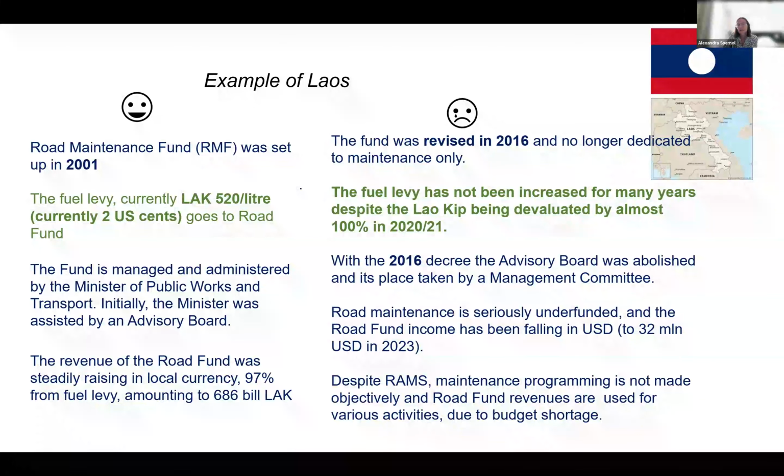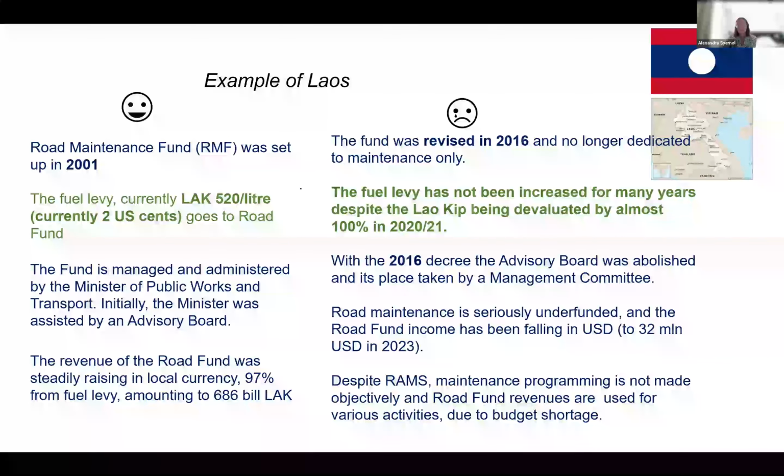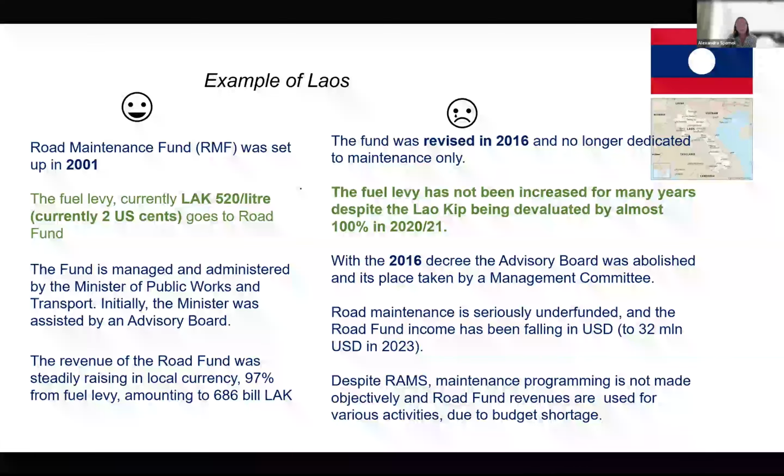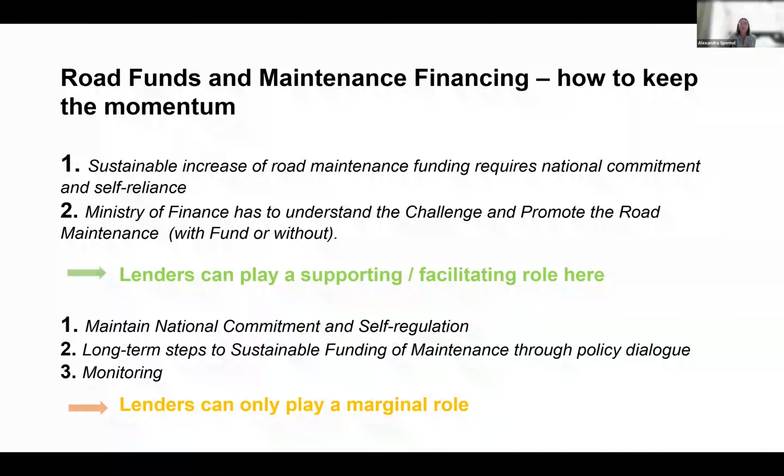As for many other countries, which Serge mentioned, 97% is from fuel levy currently. So the change to any other type of vehicles will directly affect, and it's already starting. Now this border of China has a lot of imported electric vehicles in China. It's progressing very, very strongly, and it's a real concern to the government.